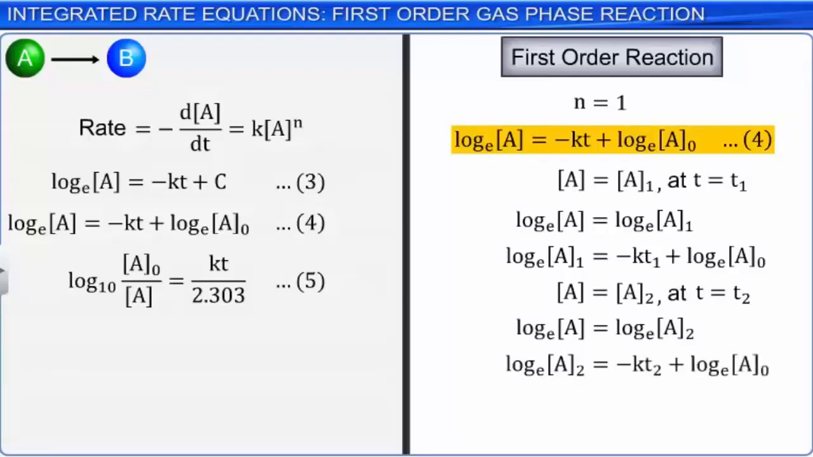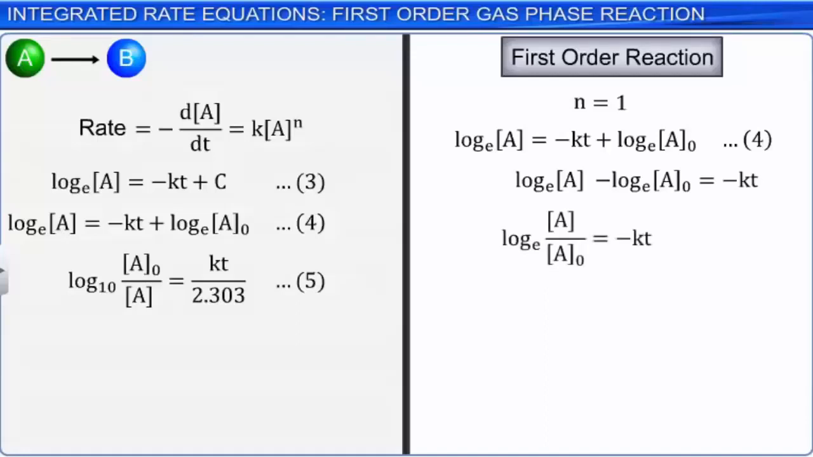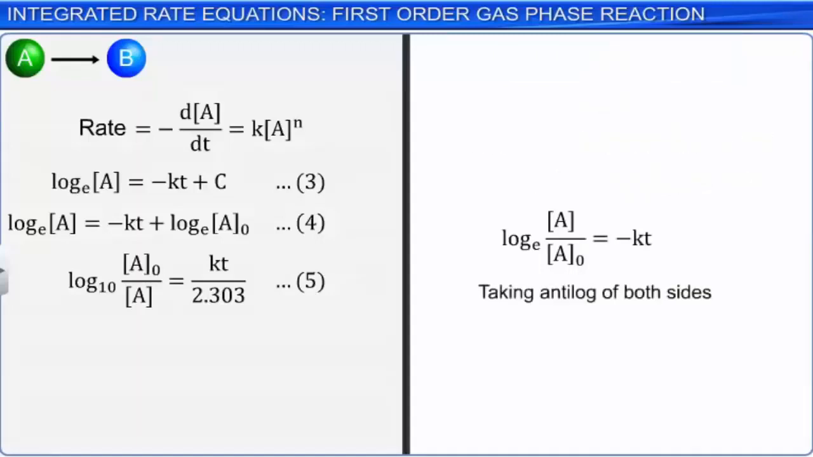We can also represent equation 4 as log [A] to the base e minus log [A]0 to the base e is equal to minus k multiplied by t, or log [A] divided by [A]0 to the base e equal to minus k into t. Taking antilog on both the sides, we get [A] is equal to [A]0 into e to the power minus kt. Let this be equation 6.